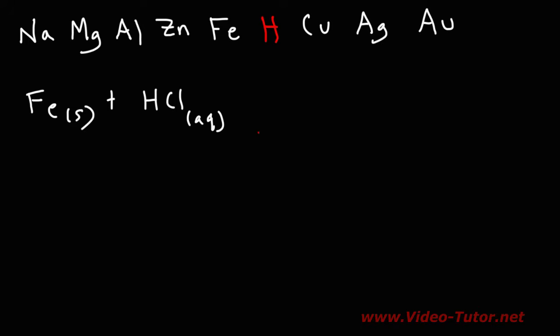So here's the question for you. Is iron metal strong enough to displace hydrogen out of the solution? Notice that iron is to the right of hydrogen. So the answer is yes. It can displace hydrogen out of the solution. So this means that the reaction will proceed as written.